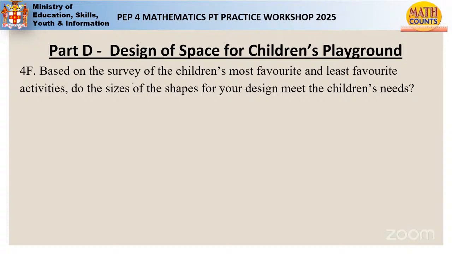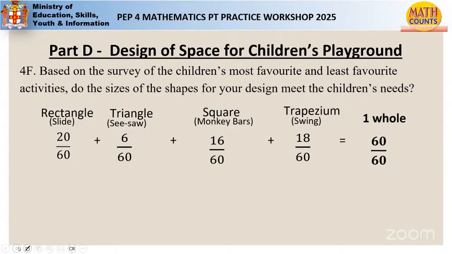They said, based on the survey of the children's most favorite and least favorite activities, do the sizes of the shapes for your design meet the children's needs? So we're going to look at what we would have done before. Without even taking this into consideration, we would have determined some size based on what we have. We want to see if what we did would have met the criteria based on the needs of the students. So this is what we have. Who can look at this and tell me if we would have met the need of the students in terms of space?